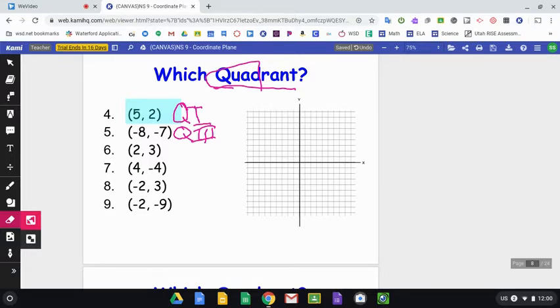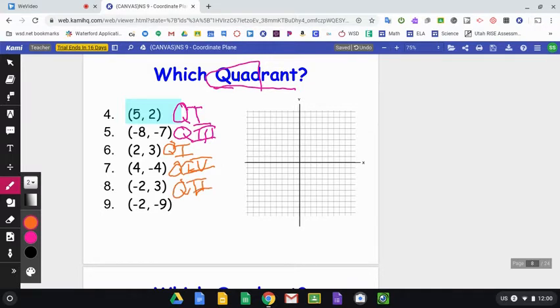All right, welcome back. Let's go through these answers for these ones really quickly. Problem number 6, you should have put quadrant 1. Problem number 7, you should have put quadrant 4, IV. Okay. Problem number 8, quadrant 2. And problem number 9, quadrant 3.